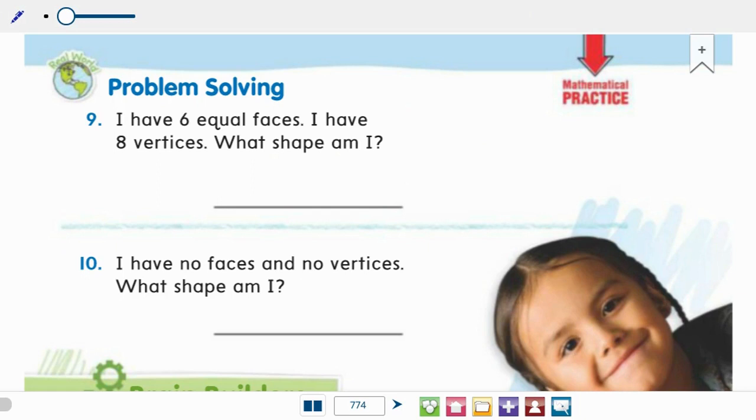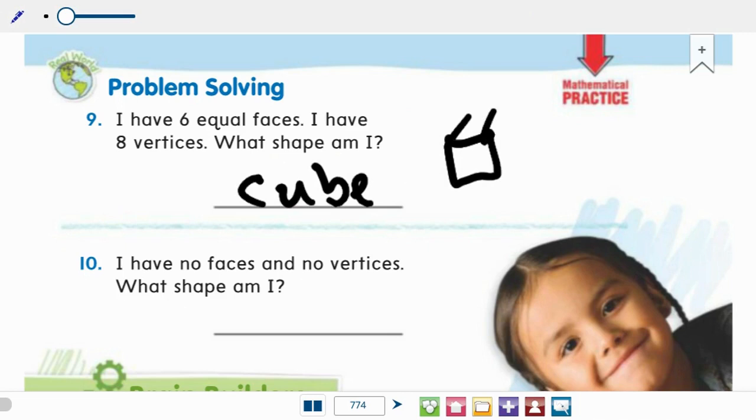Well, that's a cube, right? A cube would have that because they're all squares. All right, it's got 6 equal sides. They are all squares. So it's a cube.